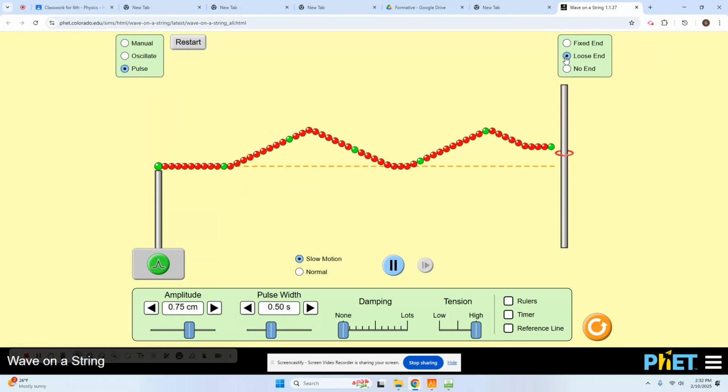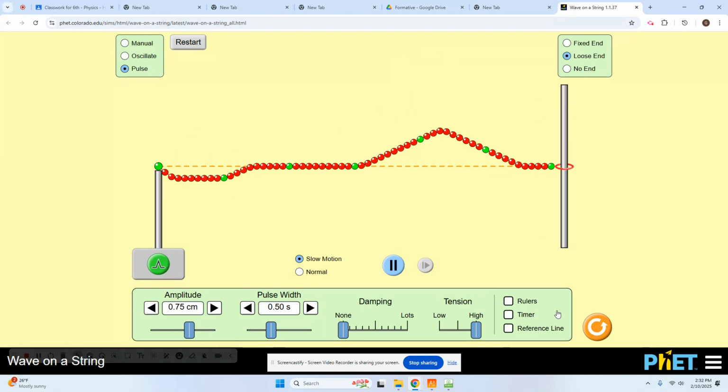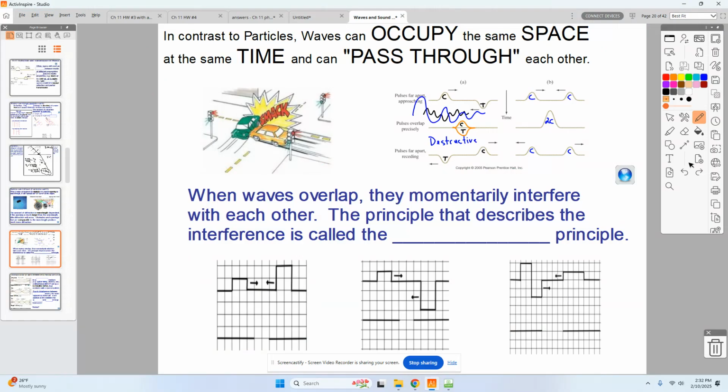So waves can coexist at the same time. All right. Particles cannot do that. Particles would just destroy themselves. Now, this is called the superposition principle. So when waves coexist, they superimpose. So it's done through the superposition principle.